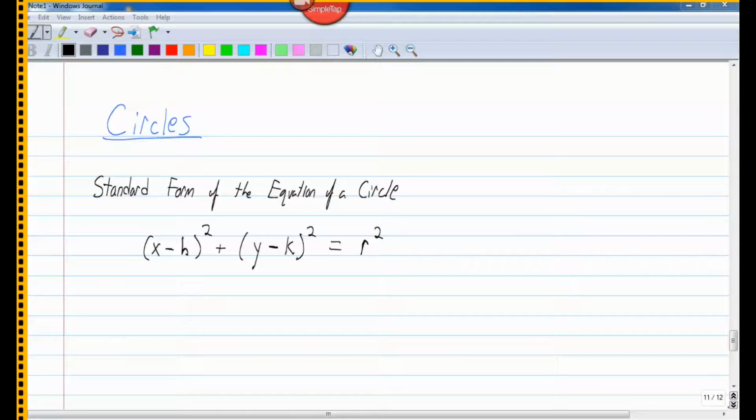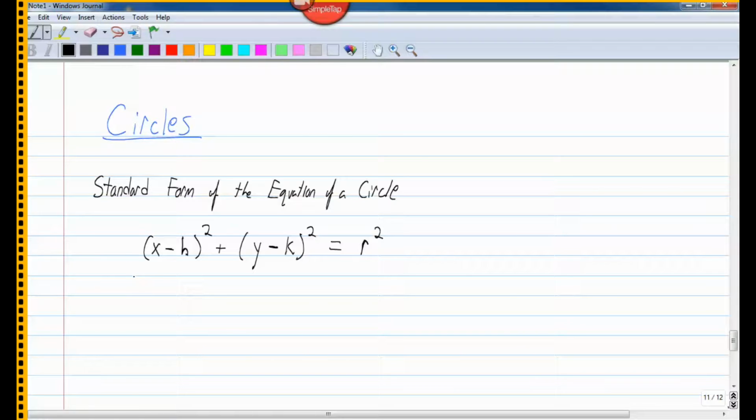And in this form, notice there's a minus right here. There's a minus right here. You're adding these two things right here. And the right side of the equation is the radius squared. So from this formula, you can get two main things that help you graph or help you to visualize a circle.